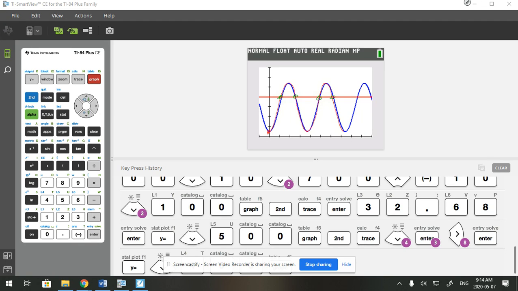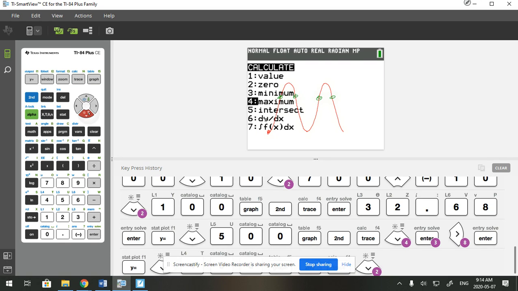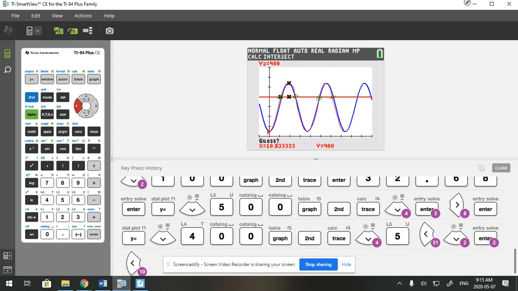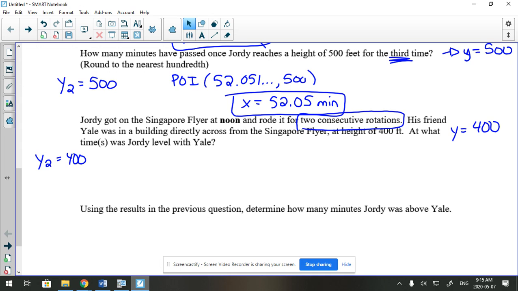I'll just do the first one again as a little practice, but then you can go on and do the next one as well. So we're going to go to second calc. You're going to go down to intersect, 5th one down. I'm going to figure out that first one, so I'm going to move a little bit closer to it. First curve, yes. Second curve, yes. And I want to find this first point of intersection, and I can see it's at 11.846, etc. So that's my first point of intersection.